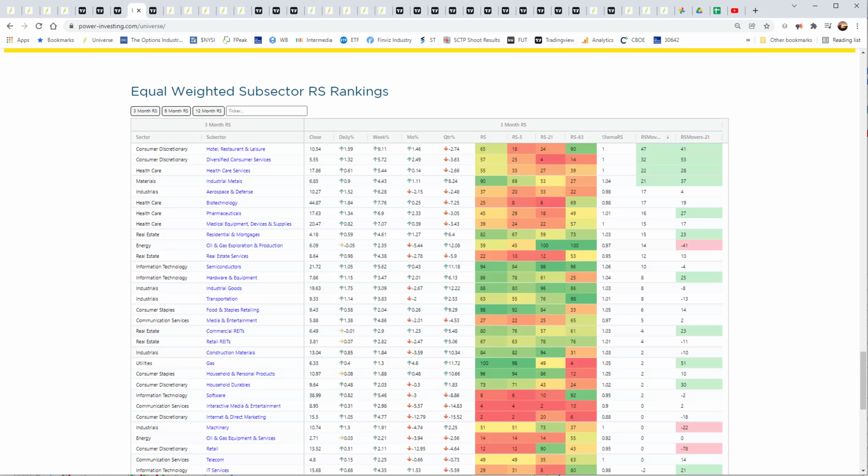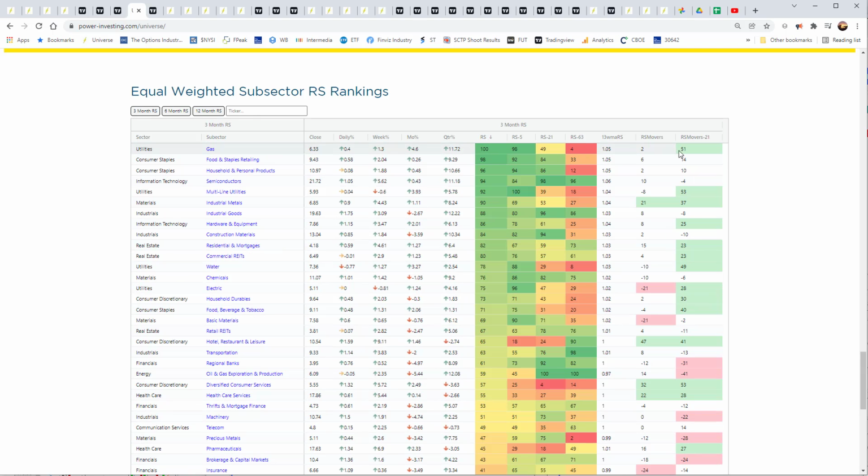Now, when we get to our equal weight subsectors, we can see them ranked by RS. On the way down, it's definitely still defensive, with a few things poking in there like industrial goods. Semiconductors is still up at number 4, something that just really never lost its luster. It came down some, but as an overall equal weighted sector it held up very well.